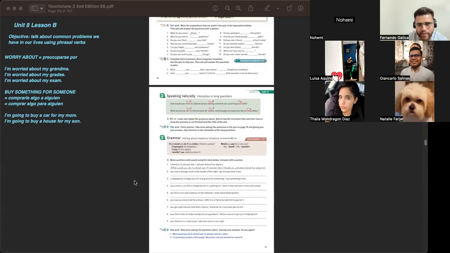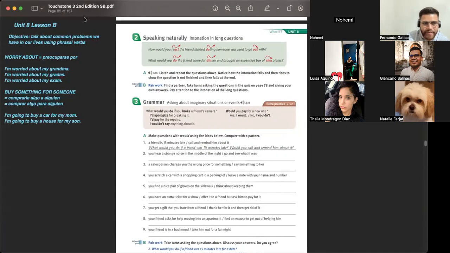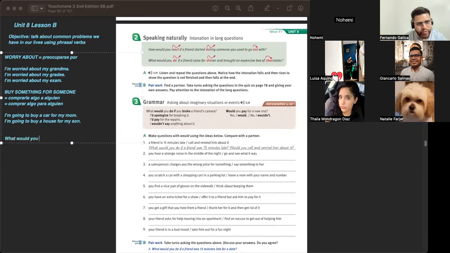Okay, now look at the questions on the next page, page 79. Es lo mismo del second conditional, pero en forma de pregunta. What would you do if you had $1 million? I would buy land. Or I'd buy land.